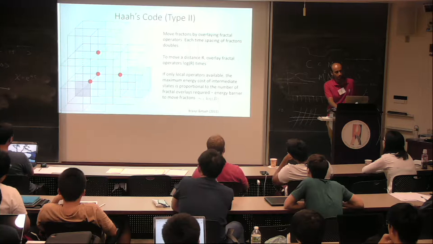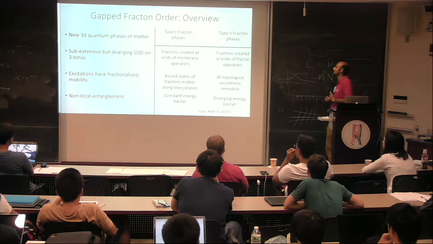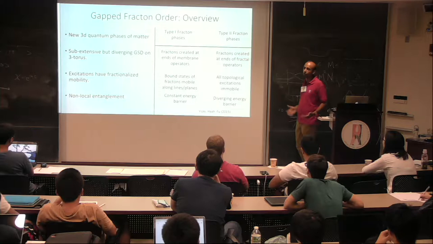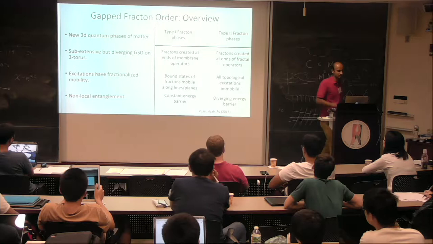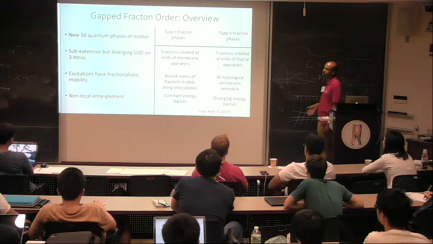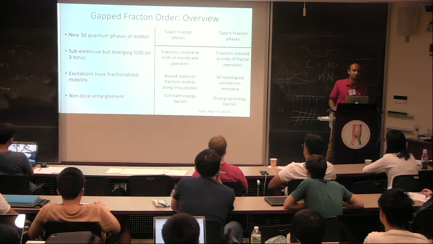So just a quick overview. The key property of fractons is that the excitations have fractionalized mobility. They're created by non-local operators. And once you've made them, they can't be moved by any local operators. In the X-cube model, every time you moved an excitation, you paid a constant energy penalty. That's characteristic of what people call type 1 phases. In Haah's code, you pay an energy penalty that grows with how far you've moved it. It's a type 2 fracton phase. Okay, so that's fracton phases by exactly solvable models.